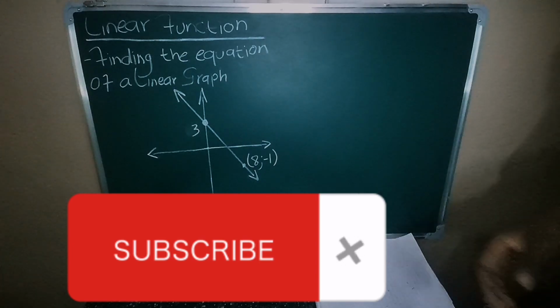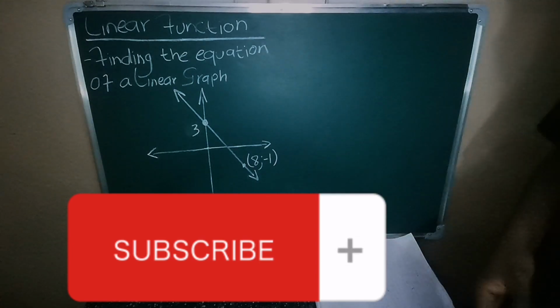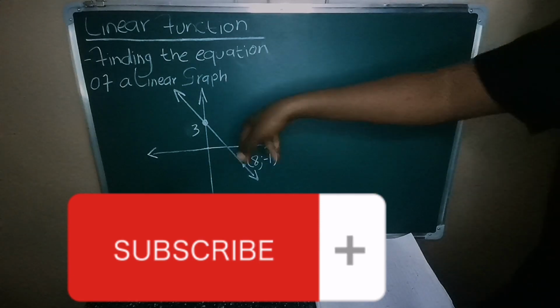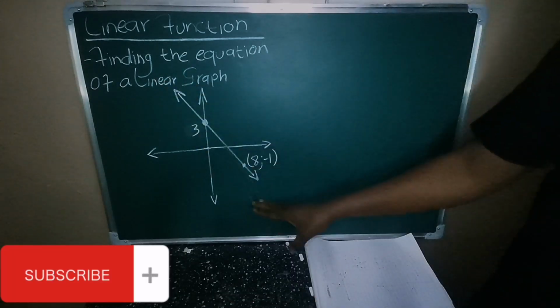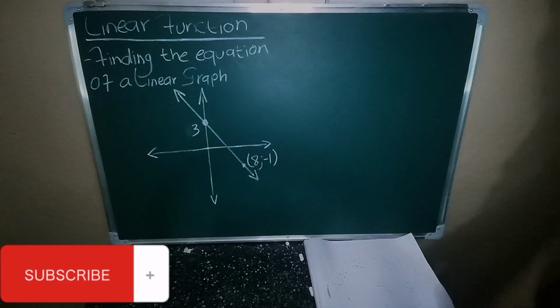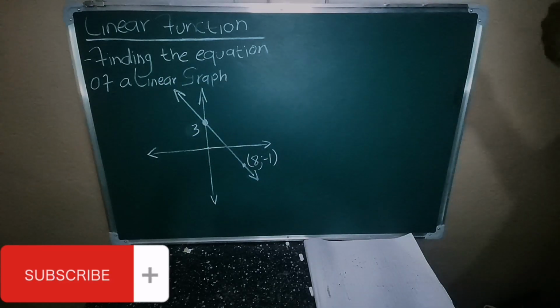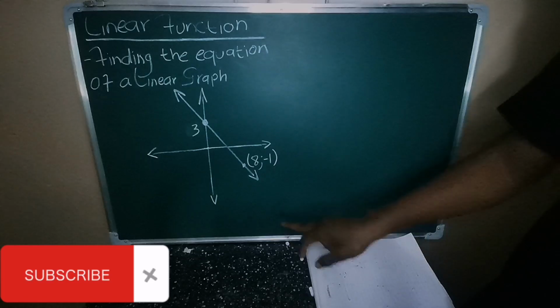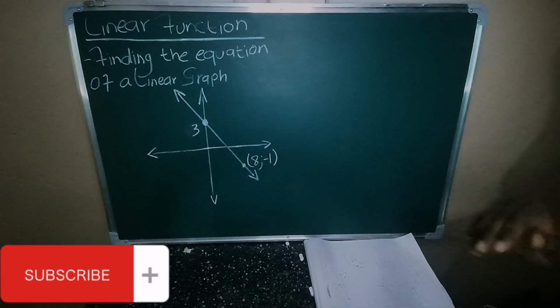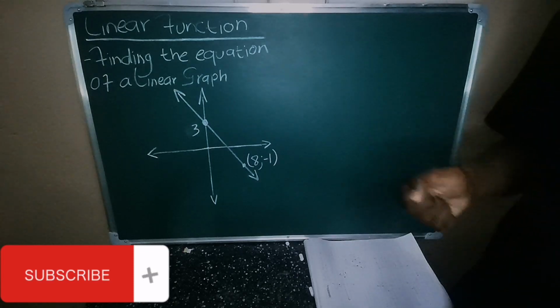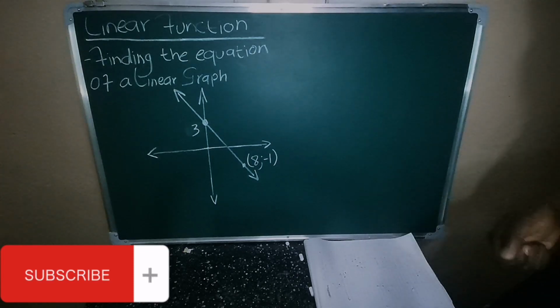So today, guys, we are continuing with linear function part 3. We are going to find the equation of this graph. So now we've got a line here. This is a straight line, by the way, guys, and we've got 2 points, this point and this one. And let us firstly identify the coordinates of each point.